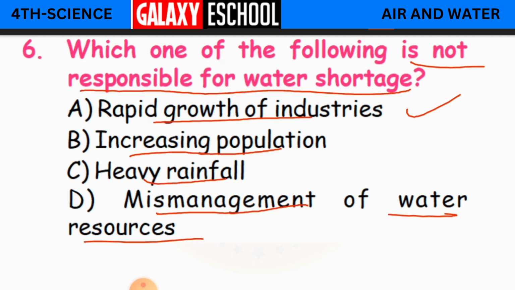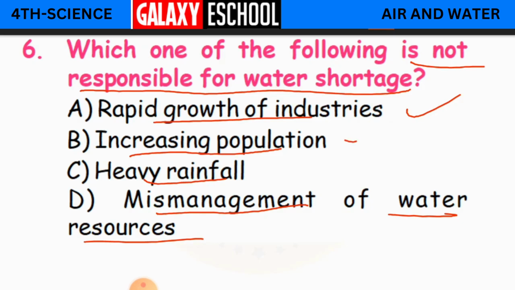Suppose if we are 4 or 5 in a house, in a family, how will the water use be, children? Maybe we'll be using 20 or 30 buckets of water in a day. For example, I am telling you. Suppose we are 10 or 15 members in a home, how much will we be using? More water. So again, this is a reason for water shortage.